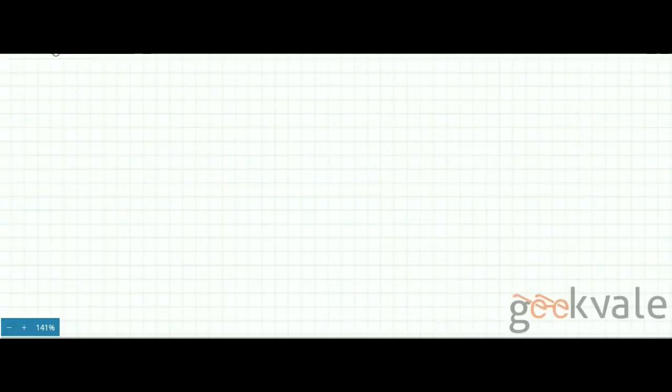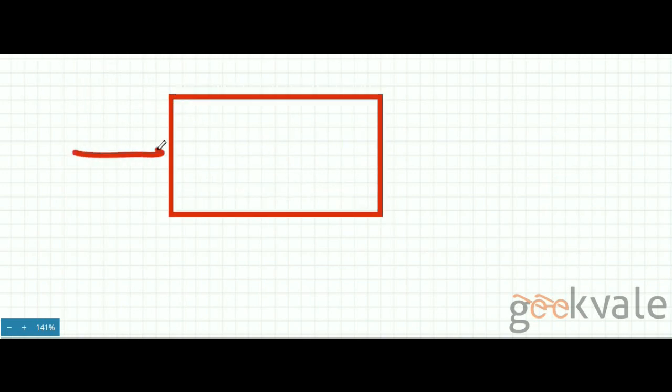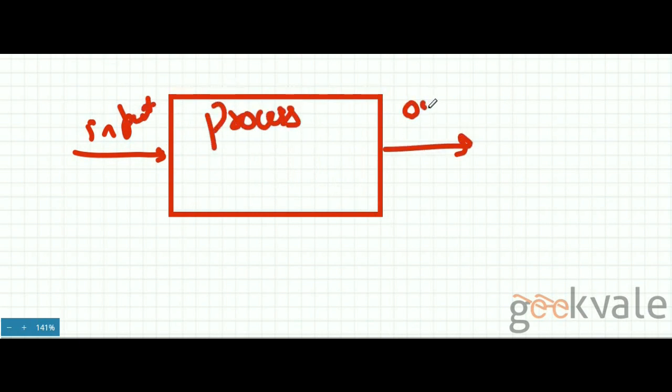Now your function is like a process which has an input on one end, and the process is applied on that. The process acts on that and, as a result, we get output. Okay, so my input is x and the process that I apply on my input is f. Now f can be anything.